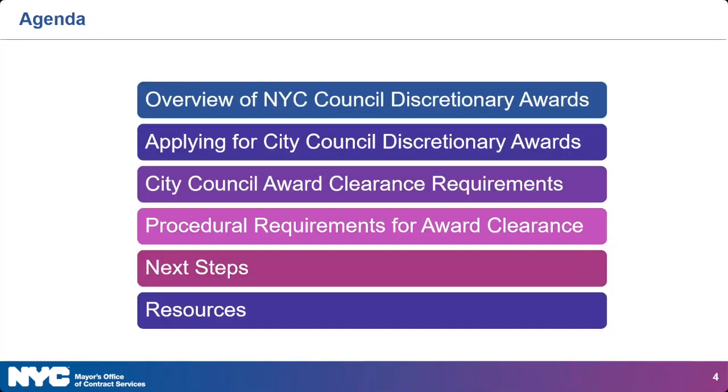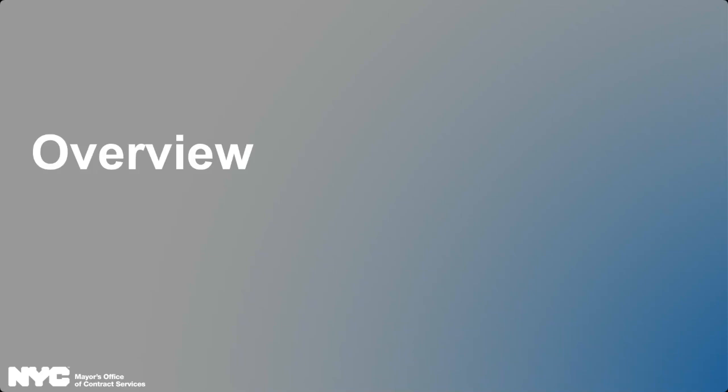Today, we will begin with an overview of the New York City Council Discretionary Awards and its process. We'll also share a bit about the clearance process that takes place before registration can occur. Then, we'll talk about the procedural requirements for discretionary awards and how to complete them to receive full clearance. Finally, we will review the MOCS websites and the resources you can find there. So let's begin with an overview of the City Council discretionary funding.